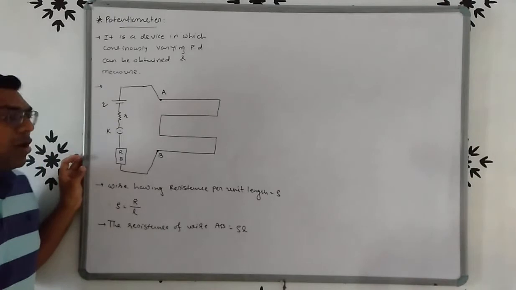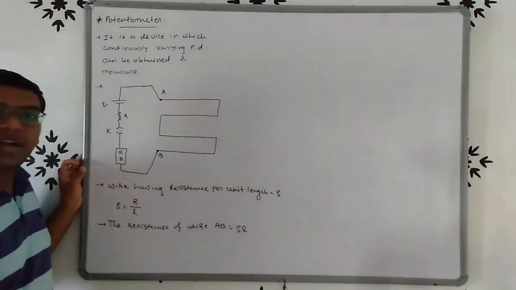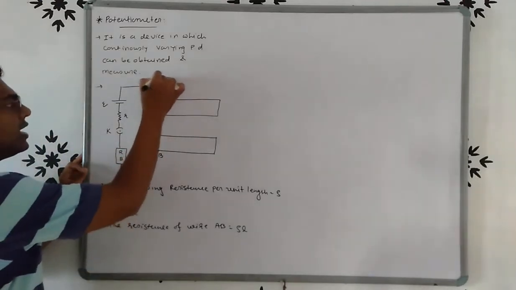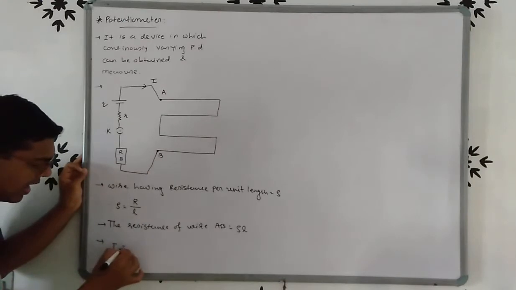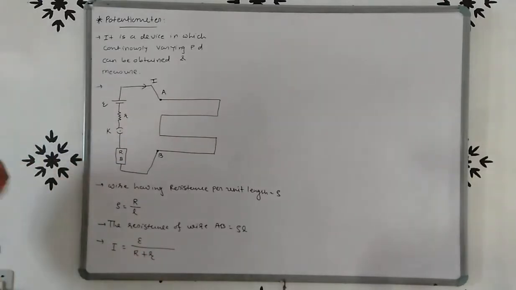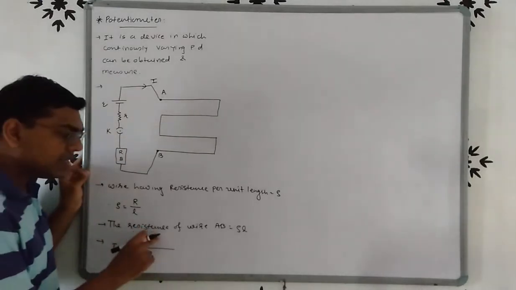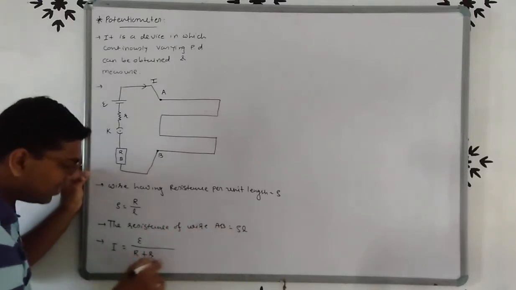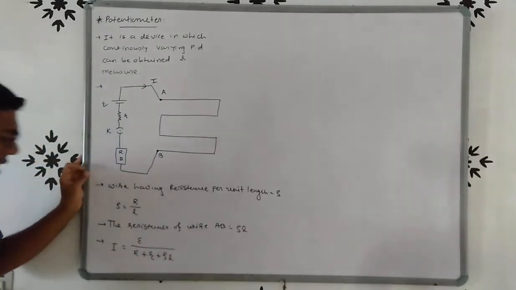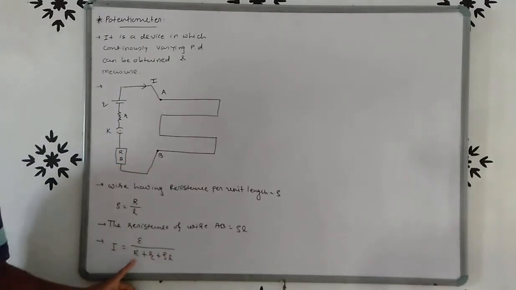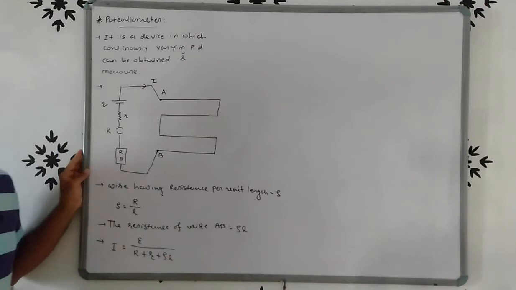Now if we want to find out the value of current in this wire, we know the formula of current, I is equal to E upon capital R plus small r. But friends, here there is another resistance, that is the resistance of wire AB, which is rho L, so we have to add rho L here. So the current passing through this wire is I equals E upon capital R plus small r plus rho L.